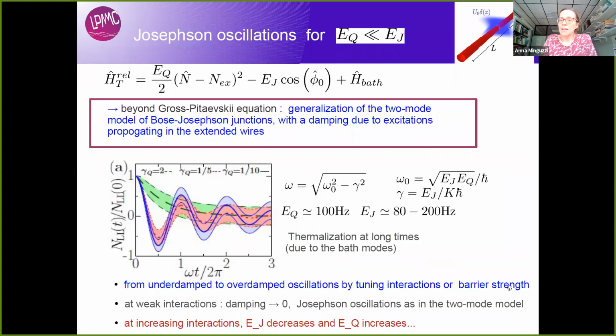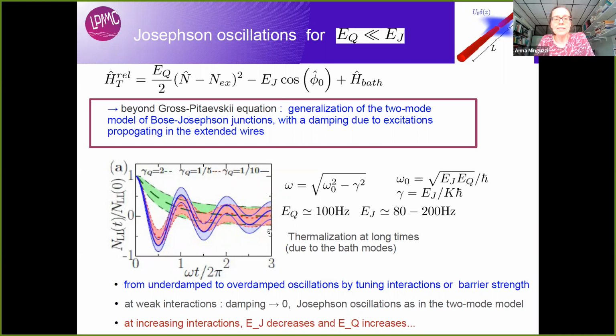So then we can study the dynamics of this Josephson junction in the various regimes. Let's say the most usual one, the one which is easier to connect to the intuition, to what we are used to for Josephson oscillations, is the regime where the quantum energy is much smaller than the Josephson energy. In this case, the relative phase is a well-defined quantity. And then when we describe, for example, the dynamics of the junction by fixing some initial imbalance and looking at the oscillation, we observe Josephson oscillations, which are damped as a function of time.